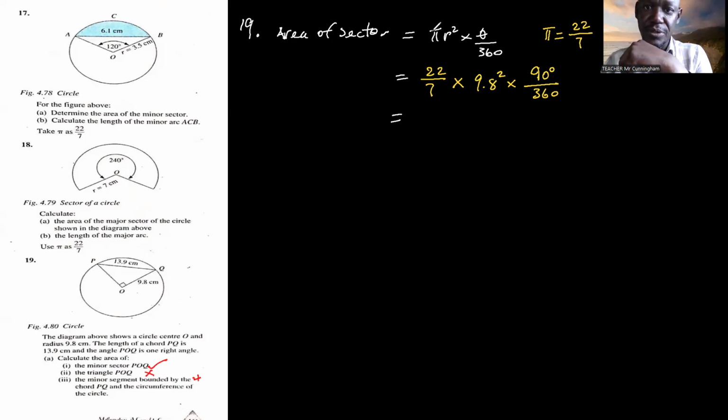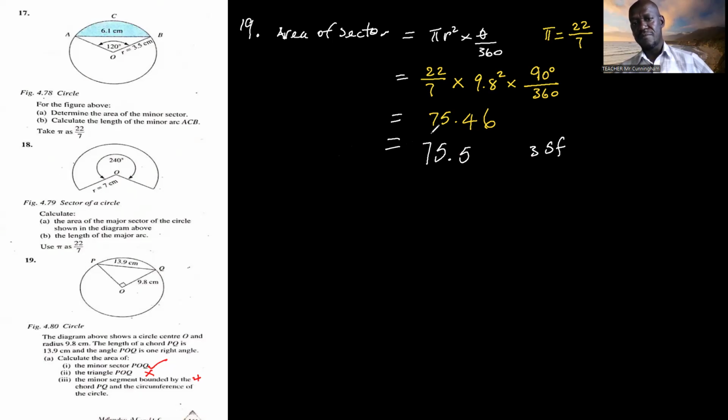Julia, that's correct. So your answer actually is 75.46. And I want the answer to 3 significant figures. So it will be 75.5. This is the first significant figure, second, and third. And this will be centimeters squared. All right, that's question 19.